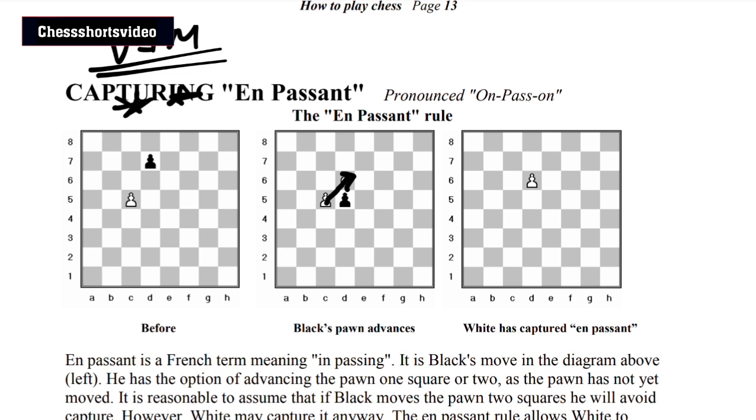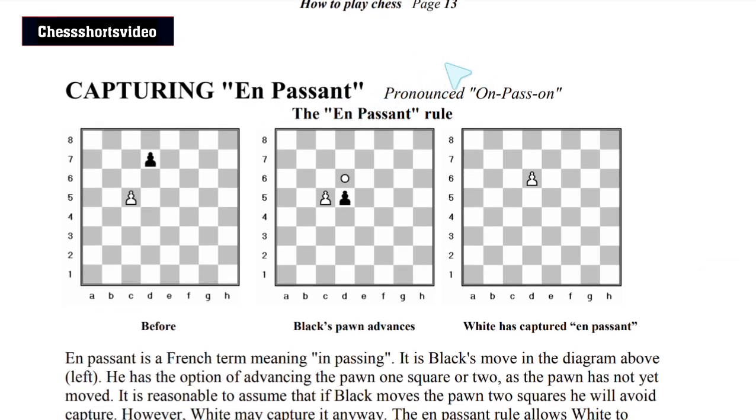Because rarely do beginner players know it. So you can capture when you position your pawn at d6, which means it is automatically captured. Okay, so this is called en passant.